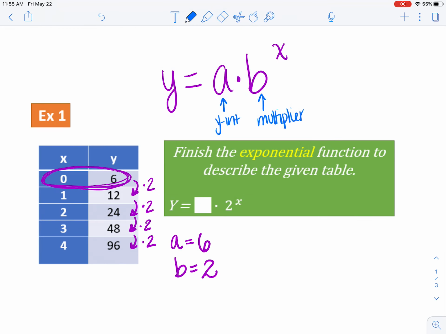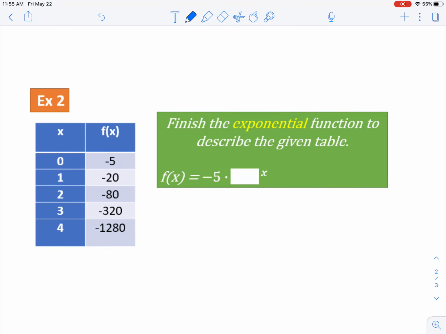You can see that I've given you some of the equation. I already have the b value filled in, but I want you to understand where it comes from. It comes from the continuous multiplication of 2. And then we just have to insert our a value in the right spot, okay? Let's take a look at another one.